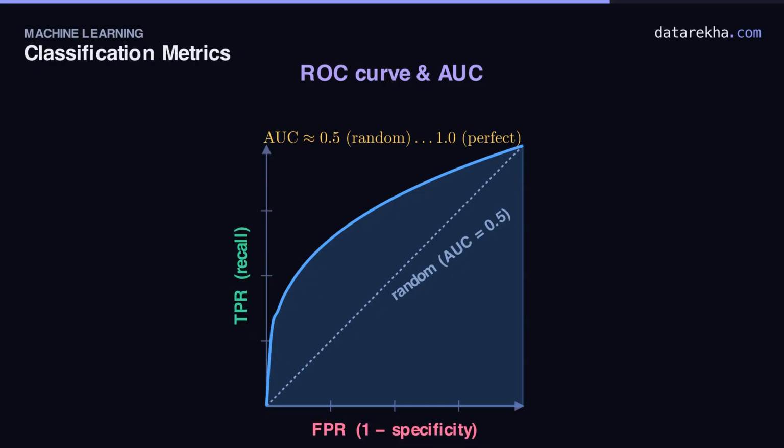One caution. The ROC curve uses only the true and false positive rates. Precision never appears. On very imbalanced data, where negatives vastly outnumber positives, prefer the precision recall curve, which keeps precision front and center.